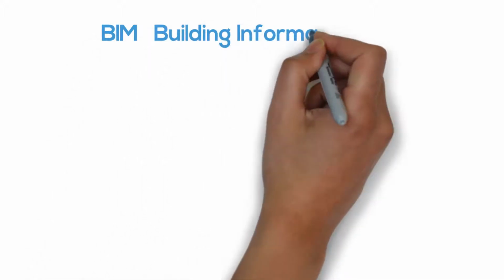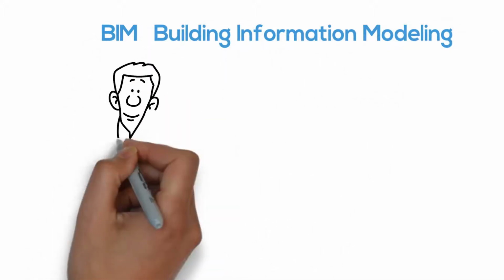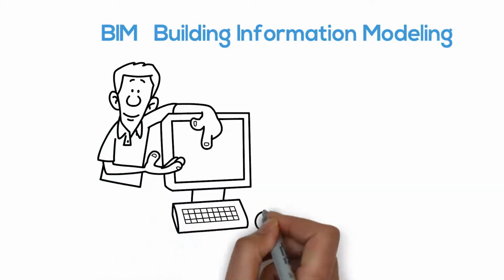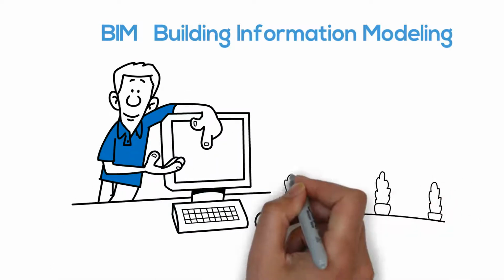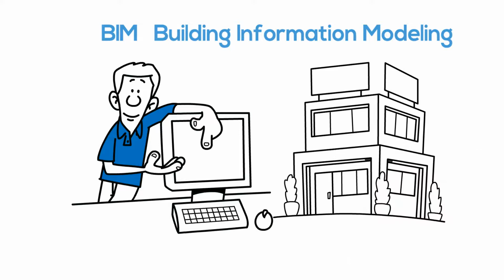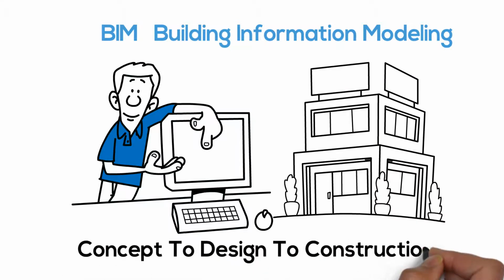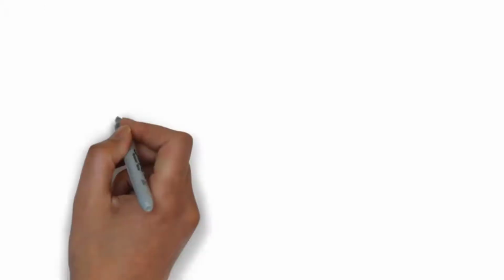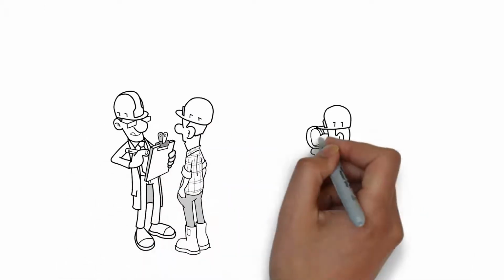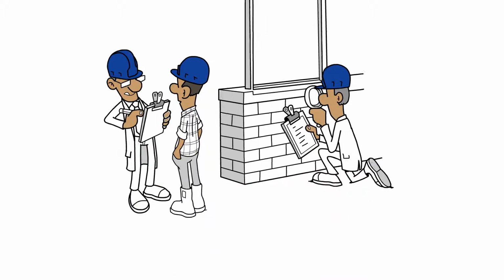BIM, or Building Information Modeling, is a software that allows designers to build a virtual model of their building. It includes the physical and functional characteristics of the building from concept to design to construction. It's almost like a dress rehearsal before you build. It allows everyone working on the project to collaborate effectively.